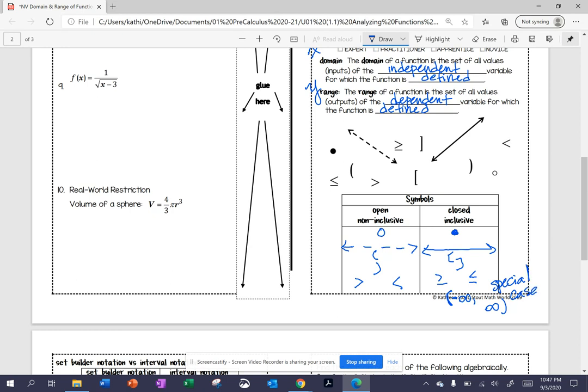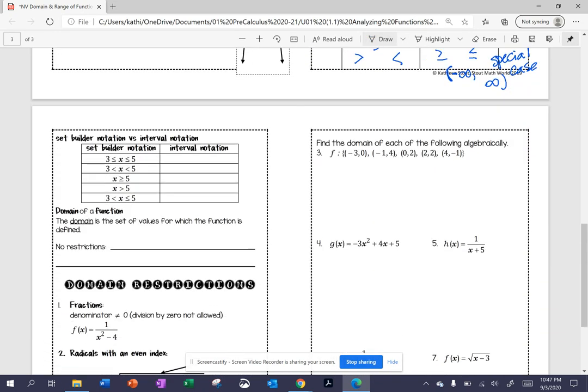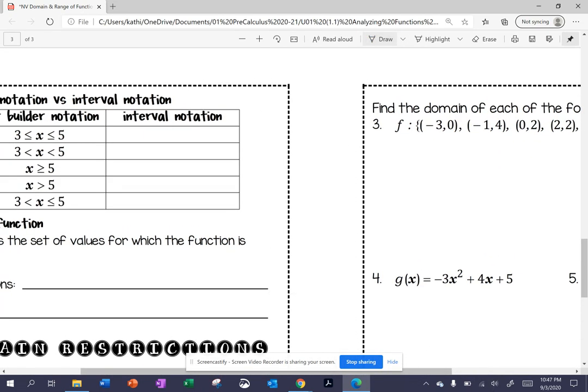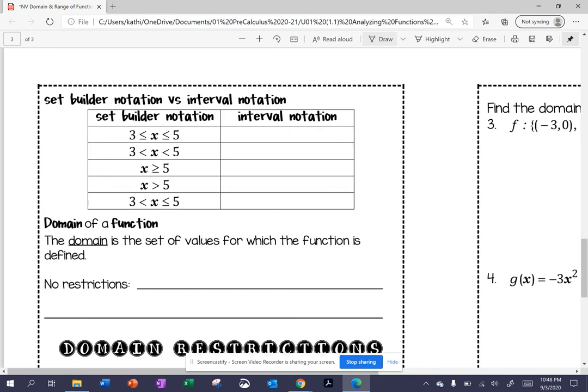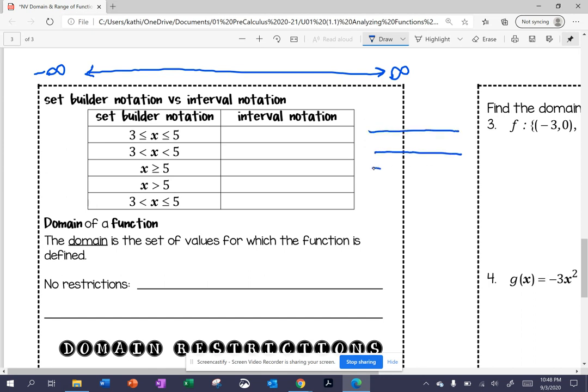Okay, so let's go inside on the notes here. And let's take a look at set builder notation versus interval notation. So I wanted to start out with understanding that when I'm talking about a number line, to the left I have negative infinity, and to the right I have infinity. I'm just starting out with that. So to get an idea, if I need to draw the number line for what I'm talking about, I'm going to do that. So here I have 3, and here I have 5.